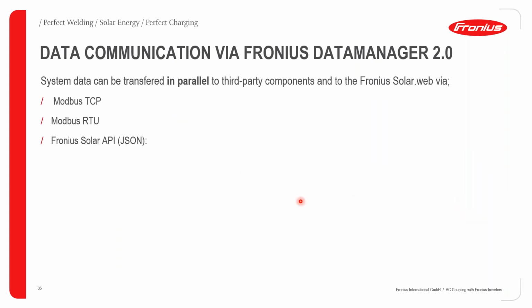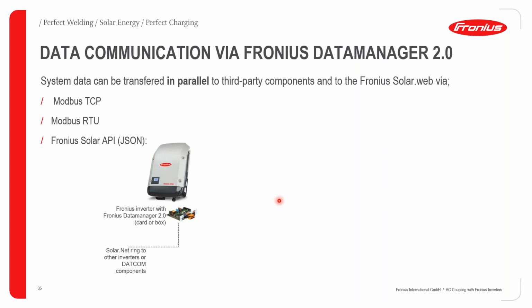So still on the data communication via the data manager, system data can be transferred in parallel to third-party components and to the Fronius SOLAR.WEB via Modbus TCP, otherwise called Ethernet port, Modbus RTU, which usually employs point-to-point connection, and then the Fronius Solar API, using the JSON format, that is the JavaScript Object Notation format.